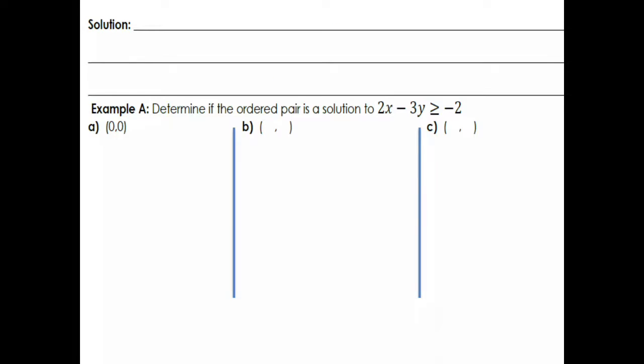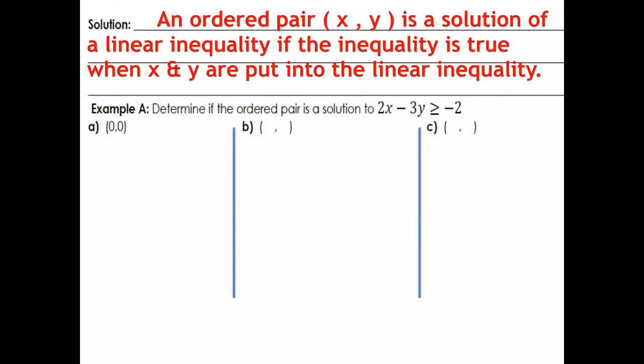All right, now the solution of a linear inequality is the following. Let's go ahead and write this down. It is going to be a little bit long, so if you need to press pause, go ahead. It says an ordered pair xy is a solution of a linear inequality if the inequality is true when x and y are put into the linear inequality. All right, so again, if you need to press pause, go ahead. Otherwise, I'm going to go ahead and show you how to do this.